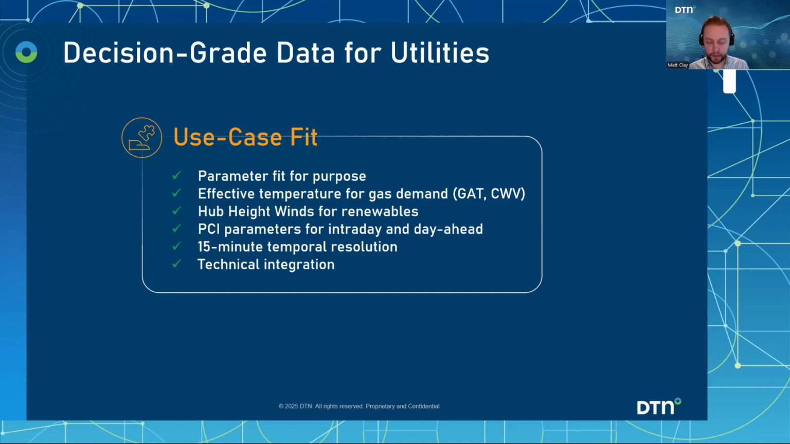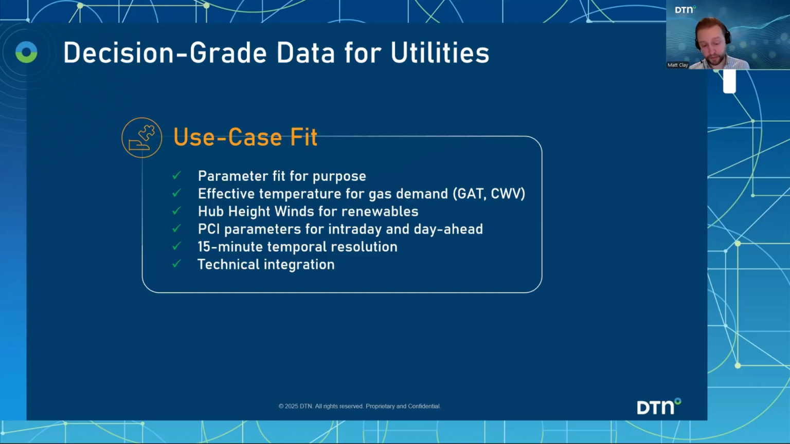Now, the PCI or the probabilistic parameters, typically with ensembles, they have a spread after day 3. Now, to make this decision grade, we make our probabilistic forecasts work from hour 1. And that means that we can support intraday and day ahead, and they both perform exceptionally well. And if you haven't already, I would recommend checking out episode 2 for more details on DTN's probabilistic forecasts. Now, we previously touched on the 15-minute temporal resolution. We know that the market works in a 15-minute resolution, so we ensure that we match that.